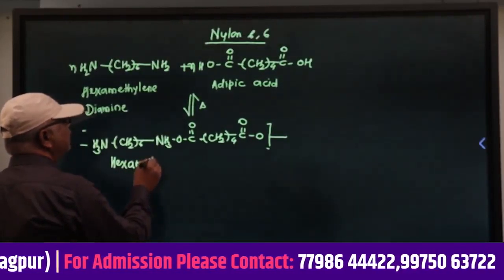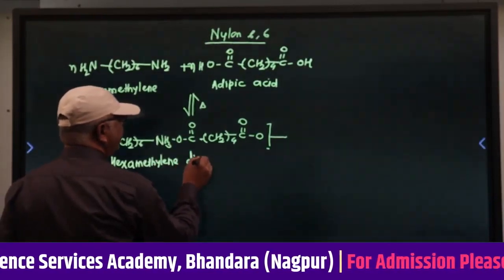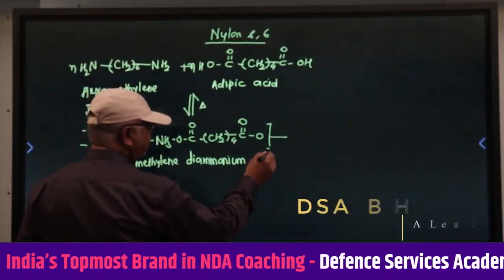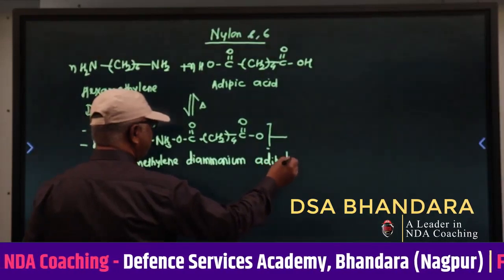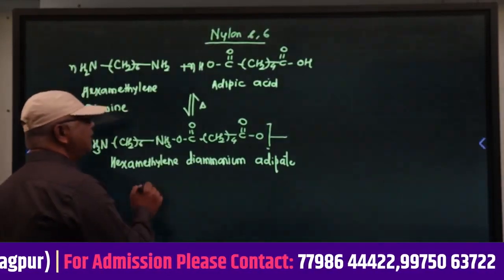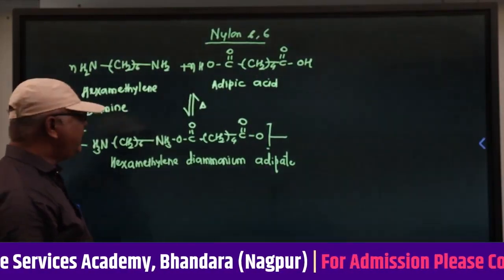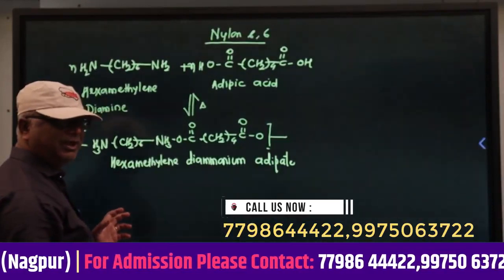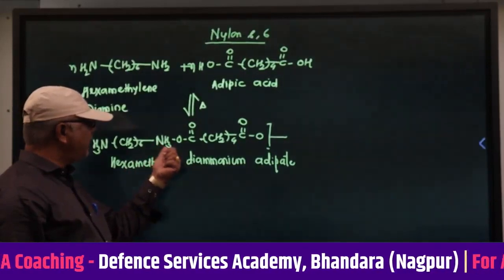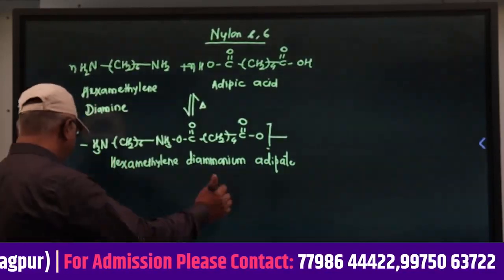Hexamethylene diammonium adipate is the condensed product of hexamethylene diamine and adipic acid. This is nothing but the nylon salt. When a large number of nylon salt molecules are condensed together, water molecules go out. Here H2O goes out, here O and H2 go out, here H2 and O go out.